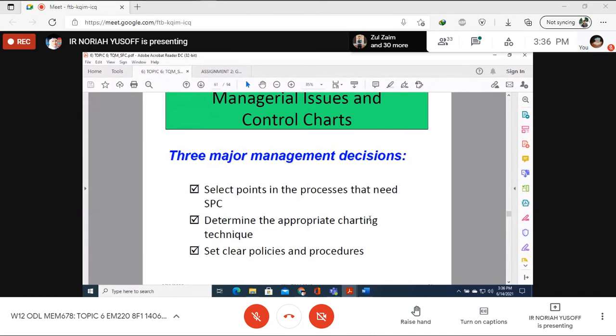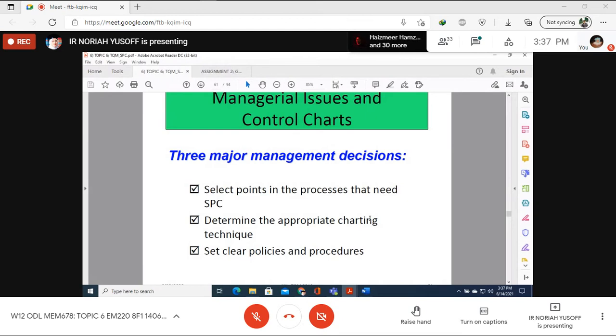And you have to determine the appropriate charting techniques. Macam mana nak record those data, those information. And then dalam case ni, I need to use either P chart, attributes control chart ataupun X bar chart. You have to determine that. Simple as that. Kalau based on percent defective, visual inspection, based on numbers, pass or fail, you use P chart. And if it is measurable, then you use X bar R chart.